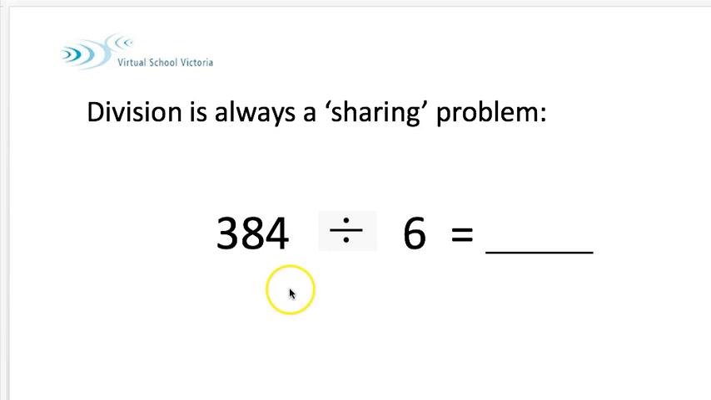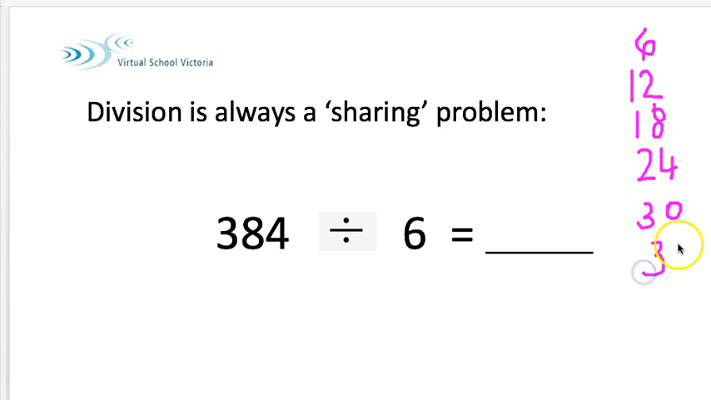Now, a division is always a sharing problem. We'll just do one example quickly today. If you're going to divide anything by 6, you have to know your tables. If you are not confident in your tables, you just have a good list of tables here. And here for you, I'm writing the 6 times tables. I've written 4 times 6, 5 times 6, 6 times 6, and 7 times 6.